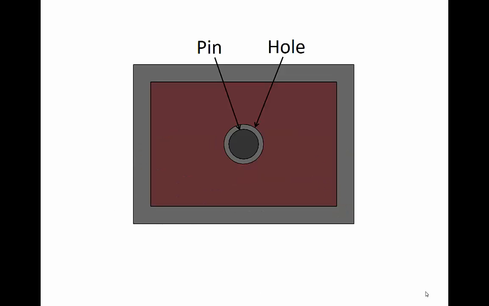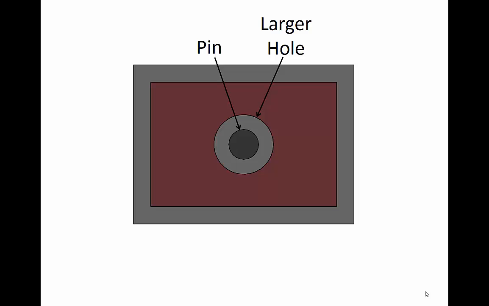If we look at the assembly from the top, we can see that the hole is larger than the pin, so that it will assemble easily. If the hole were out of the ideal position like this, the parts would still fit together. If the hole were out of position in the other direction, the parts would still fit together. But if the hole was too far away, the parts would no longer fit together.